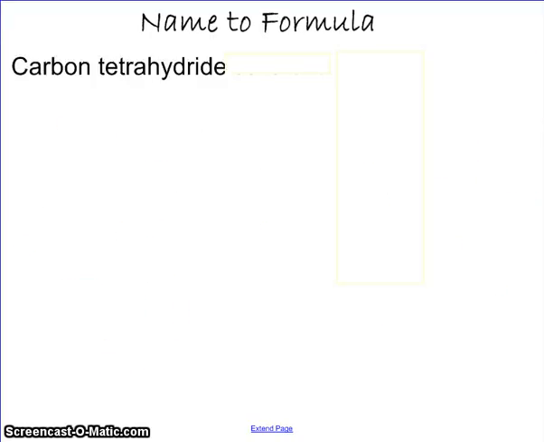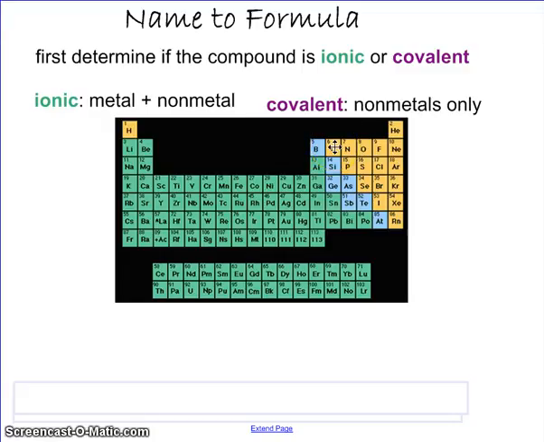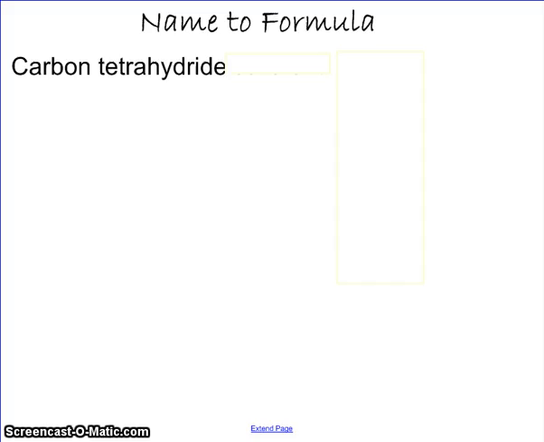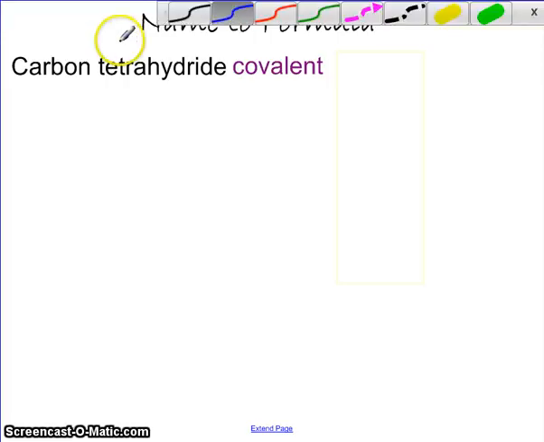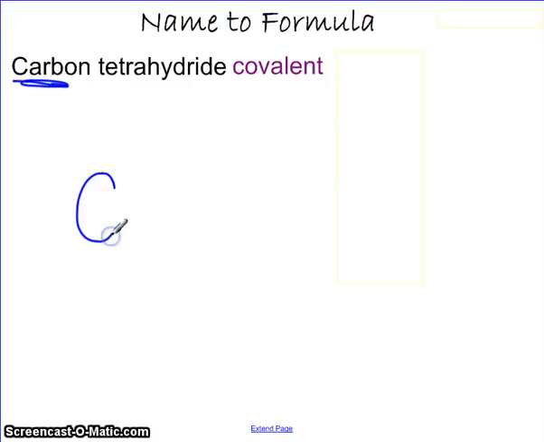Okay, last example, carbon tetrahydride. Carbon is a nonmetal. Hydride would be hydrogen, also a nonmetal, which makes this a covalent compound. For covalent compounds, it's much easier to determine the formula because covalent compounds use prefixes in the names of the compounds. Carbon, there is no prefix there, so it's just 1 C. Hydride, we said was hydrogen, but then we have tetra here. Tetra lets us know that there are 4 hydrogens. And that's it. Carbon tetrahydride is CH4.